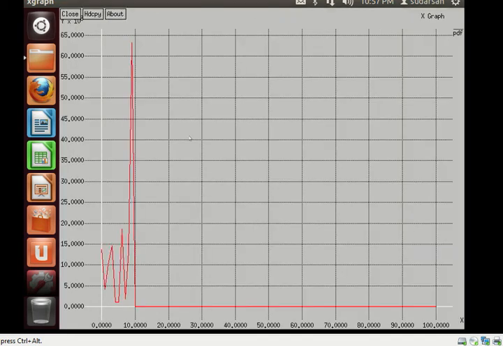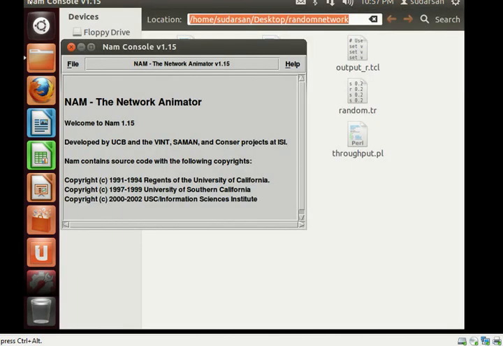Here the X graph is calculated as before, as time versus energy consumed. We can compare both X graphs and calculate a result.